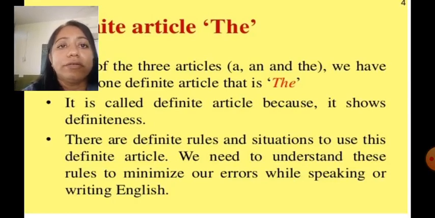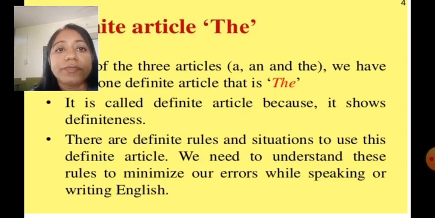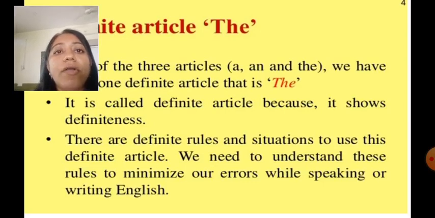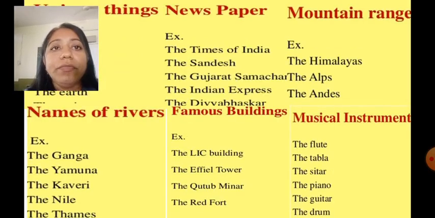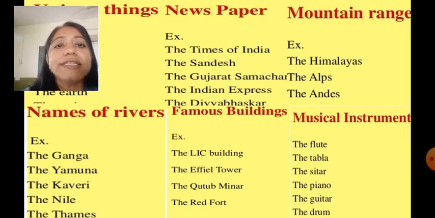Definite article the. Out of the three articles a, an, and the, we have only one definite article, that is the. It is called the definite article because it shows definiteness. There are definite rules and situations to use this definite article. We need to understand these rules to minimize our errors while speaking or writing English. Now let's see the uses of the article the.